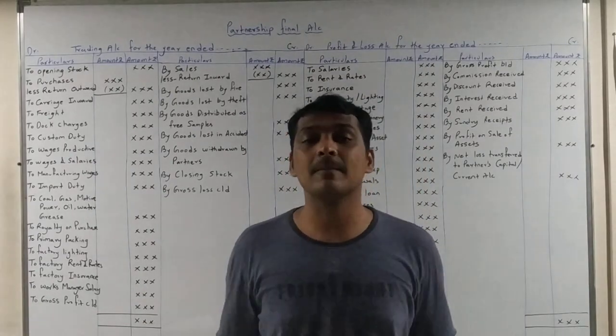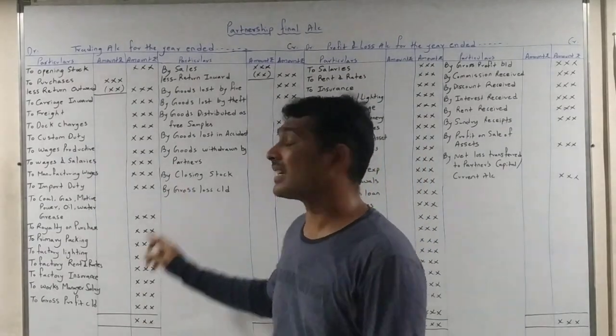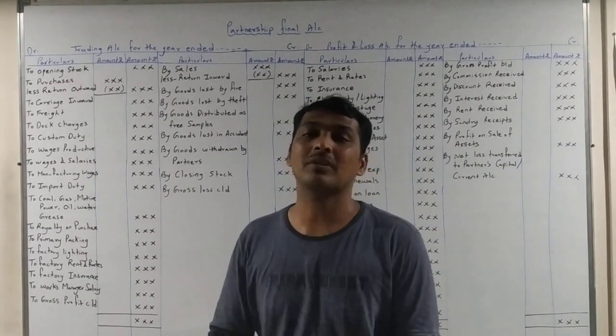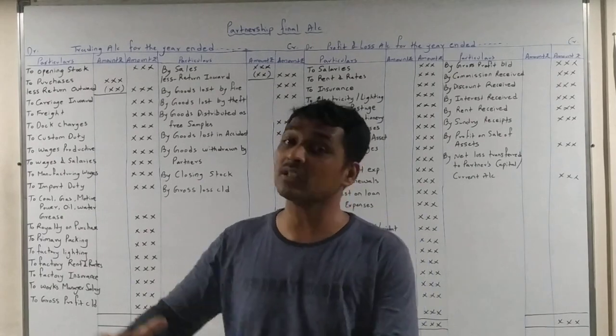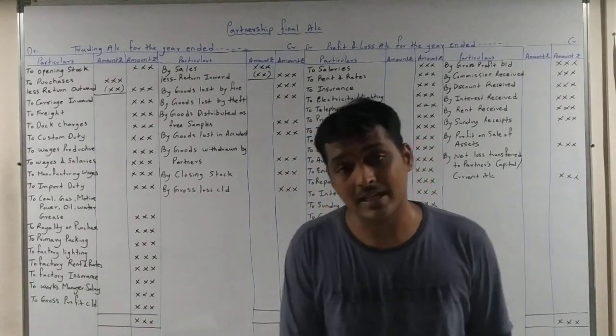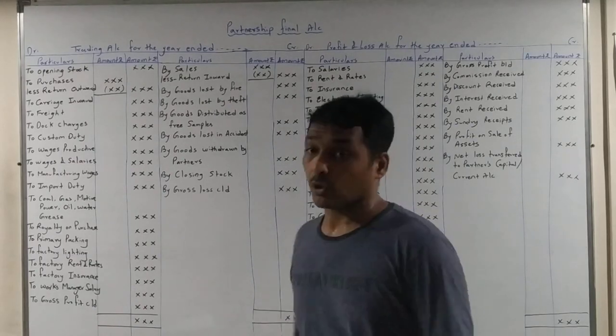And ultimately you have to record the last item, second last item, that is closing stock. Whatever the goods are lying in your godown at the end of the year, at the end of the financial year, that is 31st March, that you have to record under the credit side. So that is about the closing stock.